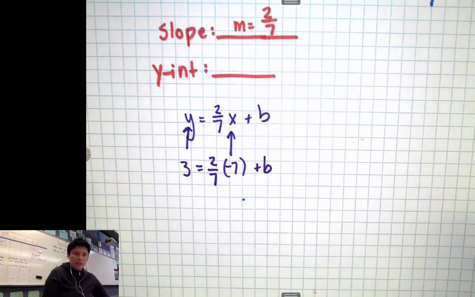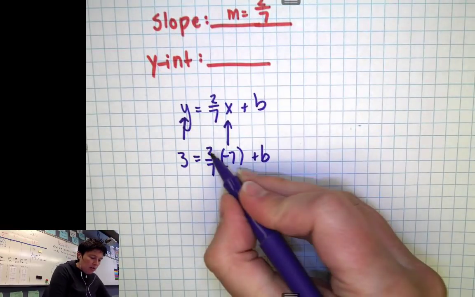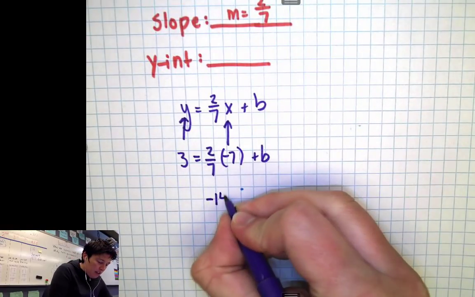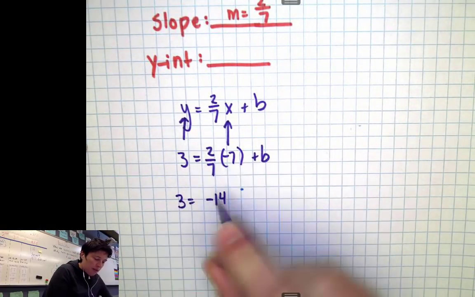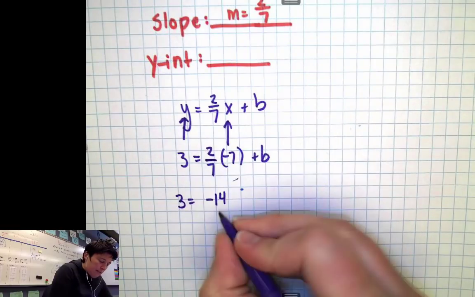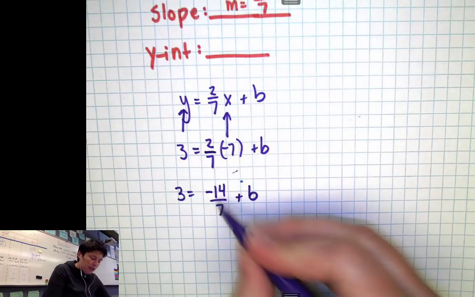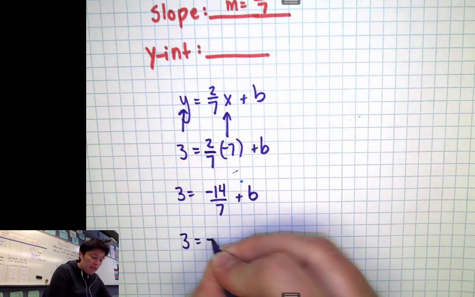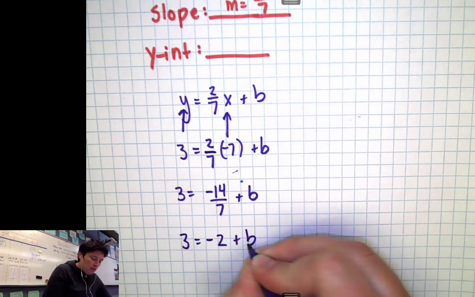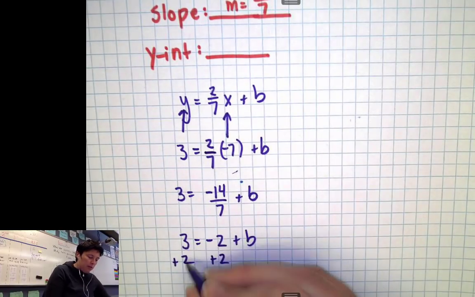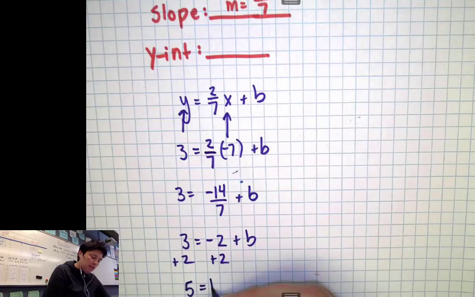Okay, so fractions, not the best, but this isn't too bad. 2 times -7 is -14. So we have 3 equals -14 over 7, plus b. And 14 divided by 7, if I divide this fraction, is going to be 3 equals -2 plus b. So all I got to do is add this 2 over, and we're going to get a nice answer. 3 plus 2 is 5. 5 equals b. There we go.